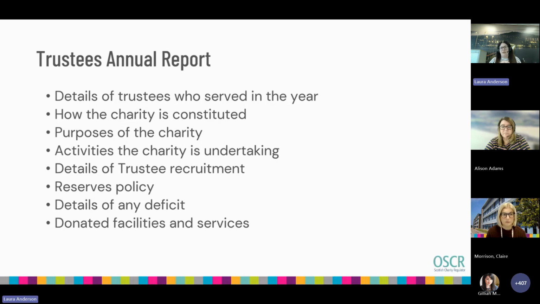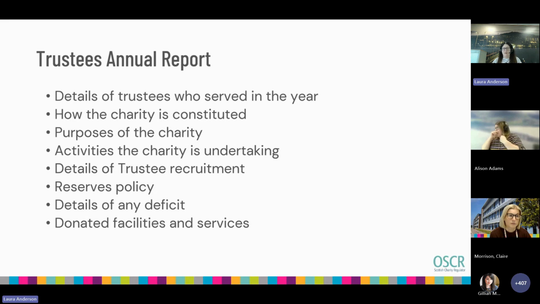They won't necessarily appear in the receipts and payments accounts, but information about the value of those donated services or facilities will help people who are reading those accounts to understand the value that's been contributed to the charity for the trustees to use in delivering on the charity's purposes.